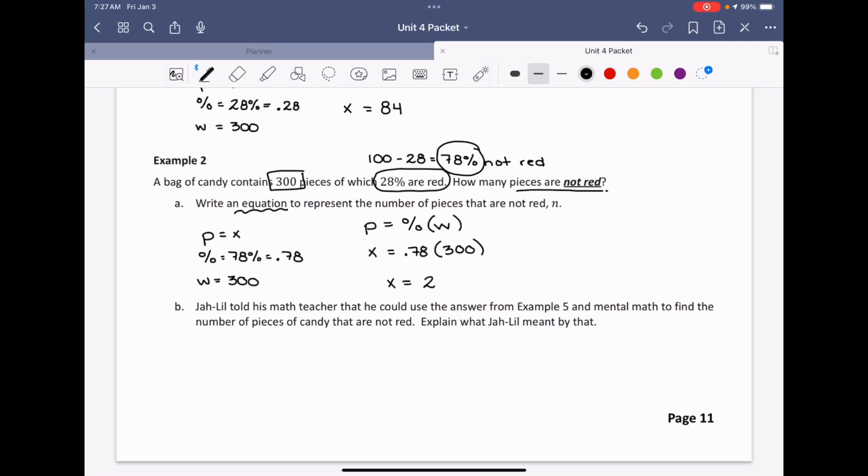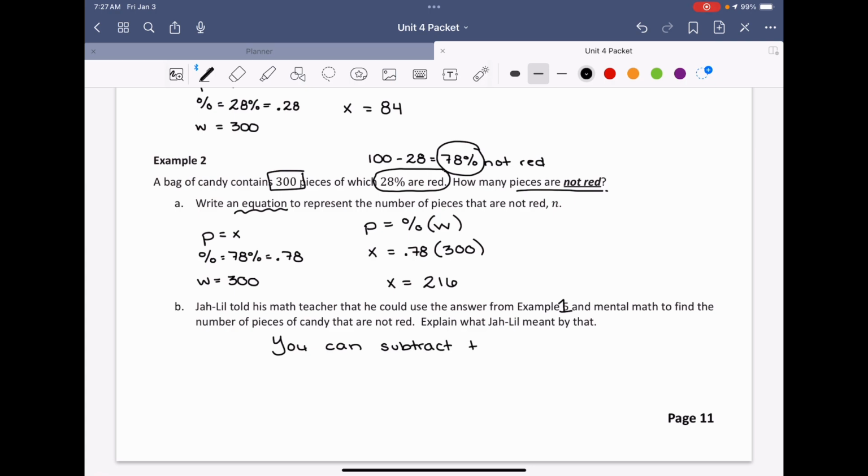You should get 216. So now it says Jalil told his math teacher that he could use the answer from example 1, the first example we did, and just some mental math to find the number of pieces. Explain what Jalil meant by that. I want you to take a second and pause the video, think about what Jalil means, and write that down. When you're all set and have an answer, unpause the video and see if we have the same thing.